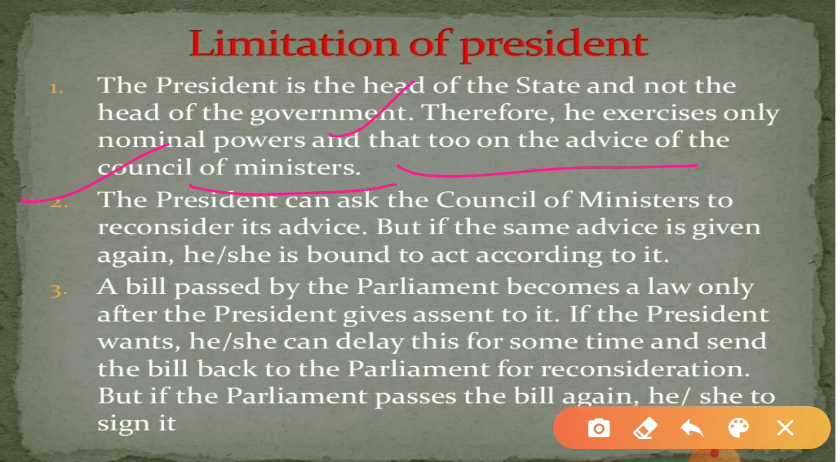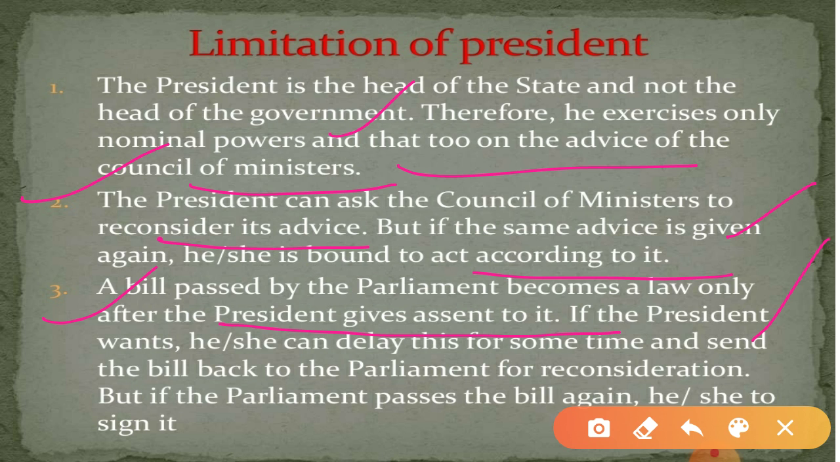The president can ask the Council of Ministers to reconsider its advice, but if the same advice is given again, he is bound to act accordingly. So if any advice is given, he has to be bound and work according to it. A bill passed in the Parliament becomes a law only after the President gives assent to it.